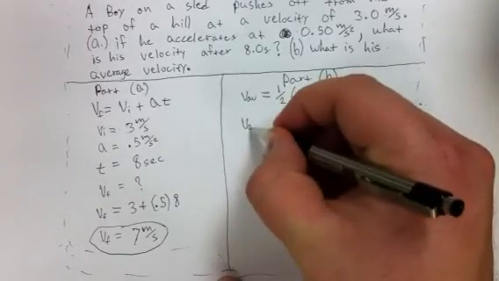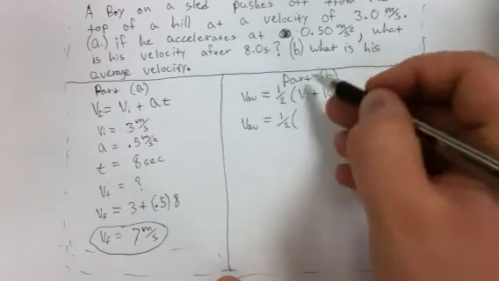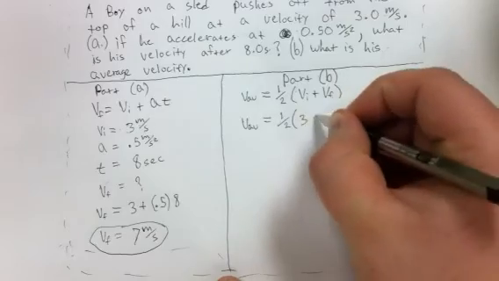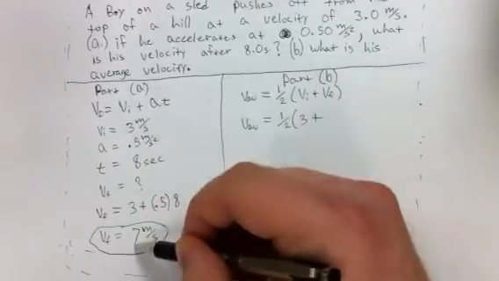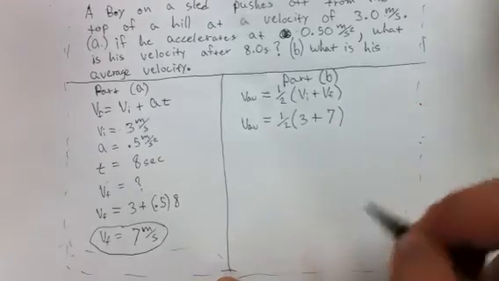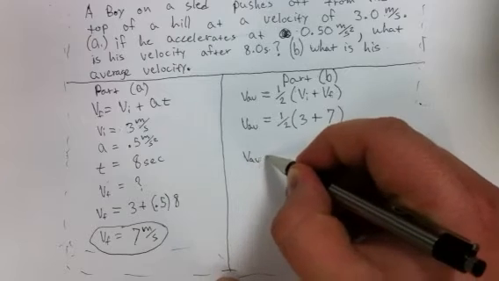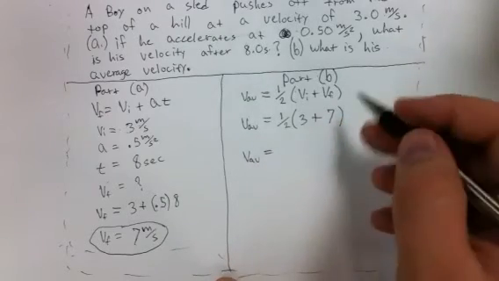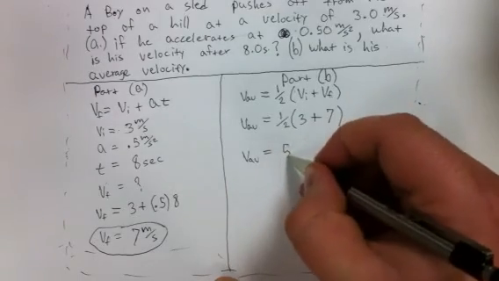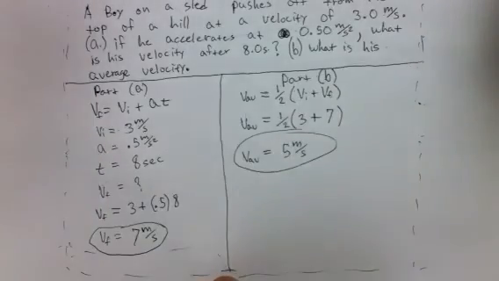Velocity average is obviously going to be our unknown. Now, the initial velocity is given to us, and it's 3 meters per second. The final velocity we just solved for, and it's going to be 7 meters per second. So, this is also pretty simple math. We can do this pretty easily. So the inside of the parentheses is 10, and half of 10 is 5. And that concludes this problem.